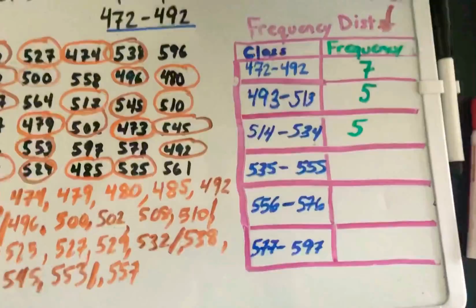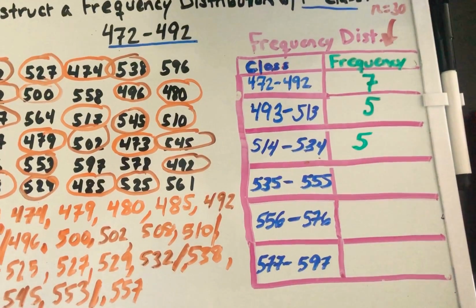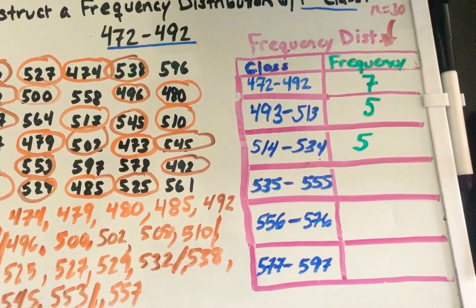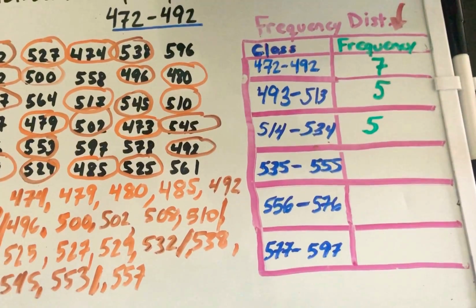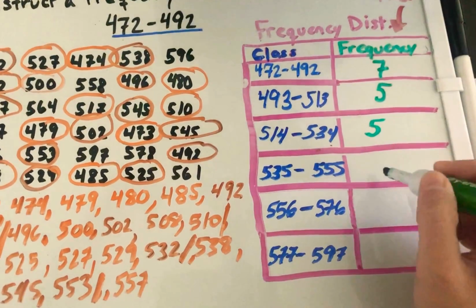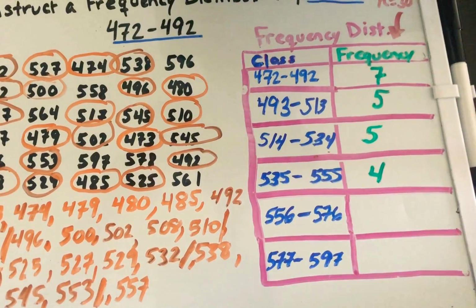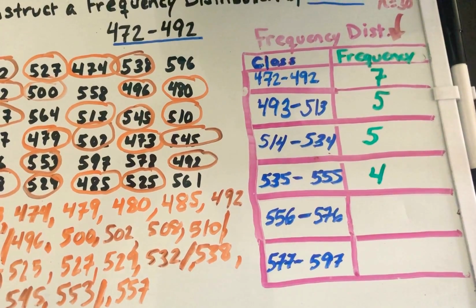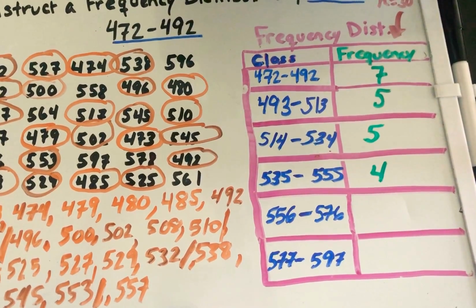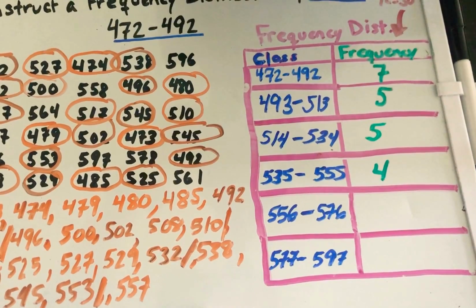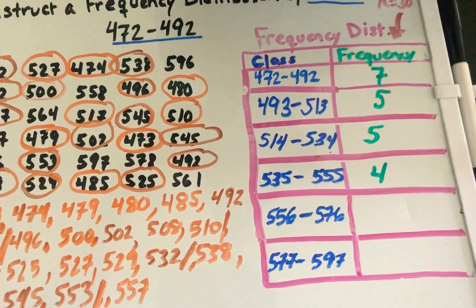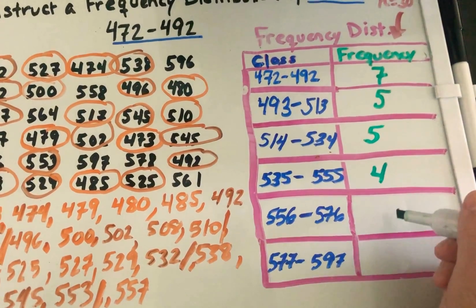So let's see if we can count up how many entries we had in the class 535 through 555. How many entries did we have? Did you count 4? If you did, that would be correct because we had the 538, 545, 545 again, and 553. So 4 would be the frequency for 535 through 555. And if you continue this process, you'll see that I'm running out of space here, but you should end up after 557 getting 558, 561, 566, 567, bringing your total for the next class to 6 items.